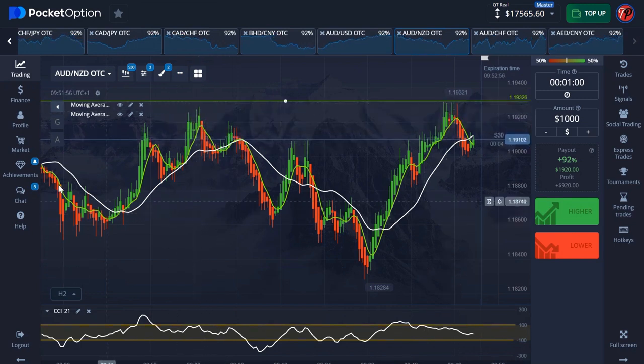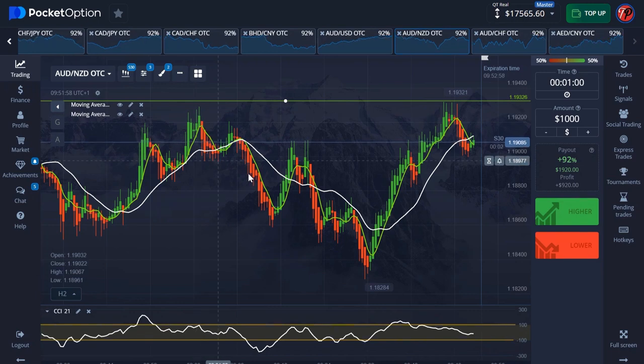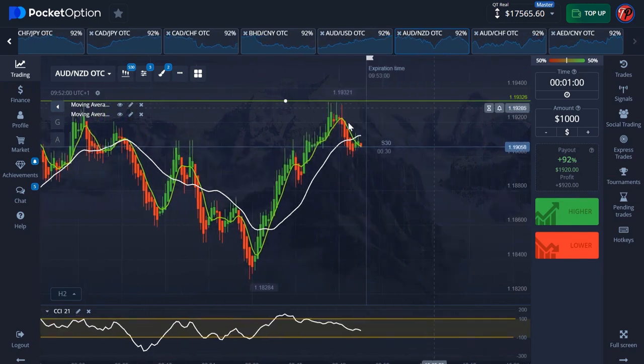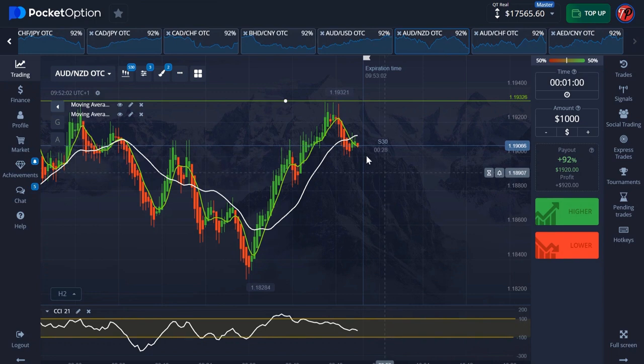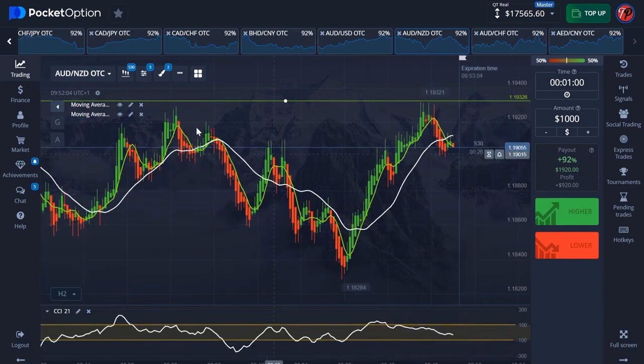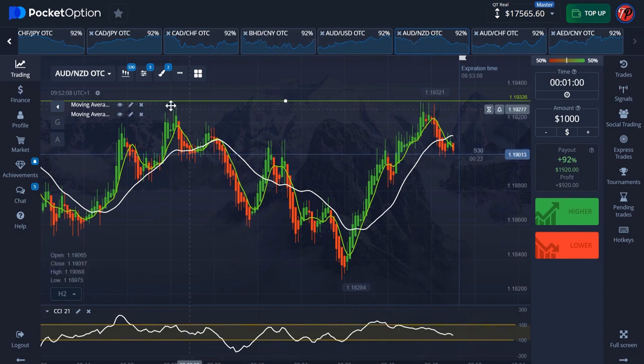When the market reaches here, it actually retraces back. The same thing is applicable here. When the market reaches here, it actually retraces back. So it actually means that at this particular level, the market always reverses when it reaches this level. So this is how you actually identify your resistance.